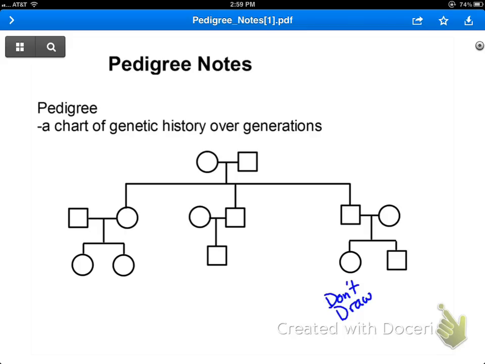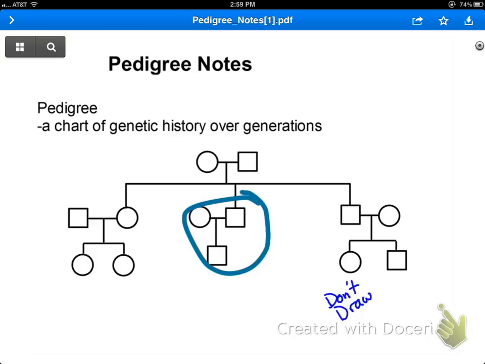We're going to take notes on pedigrees. This is a picture of a pedigree. As you can note, it has different shapes and they are connected with these lines. So the pedigree's purpose is to show how a genetic trait is inherited throughout several generations.